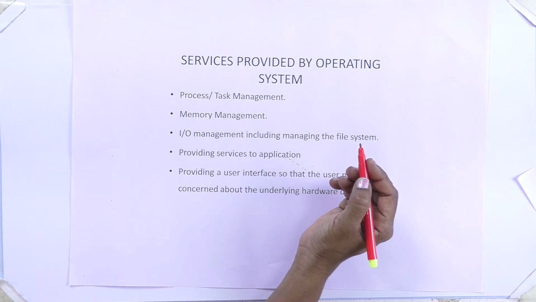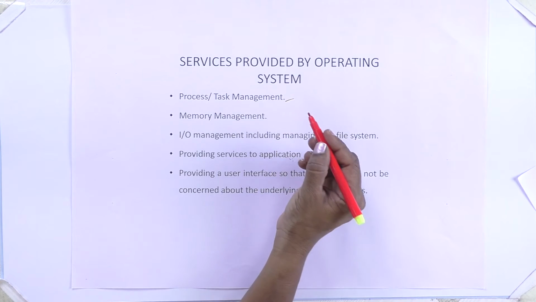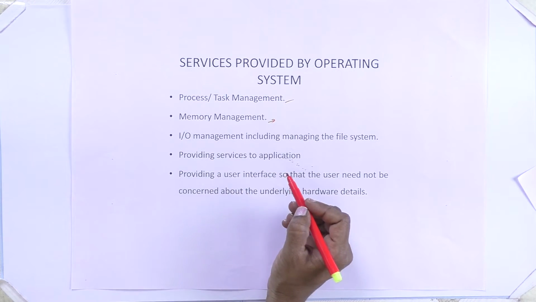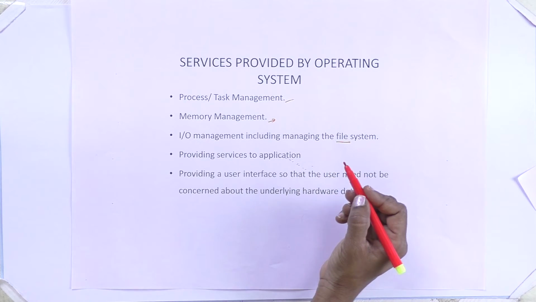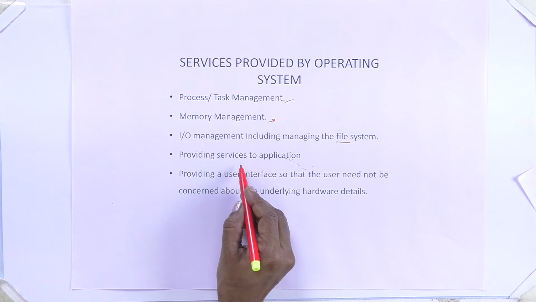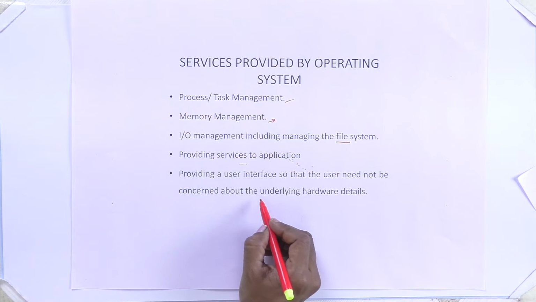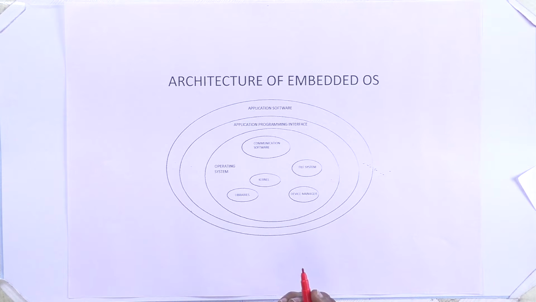The services provided by the operating system are process and task management, memory management, I/O management, managing the file system, providing services to applications, and providing a user interface so that the user need not be concerned about the underlying hardware details. Now let us come to the architecture of the embedded system.